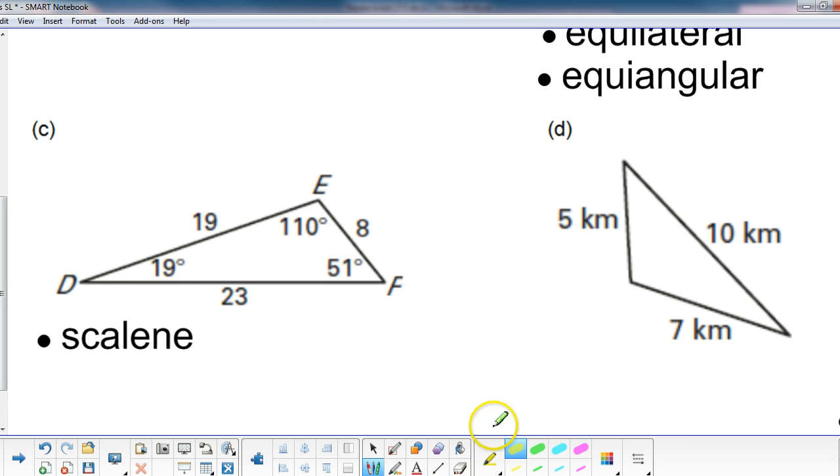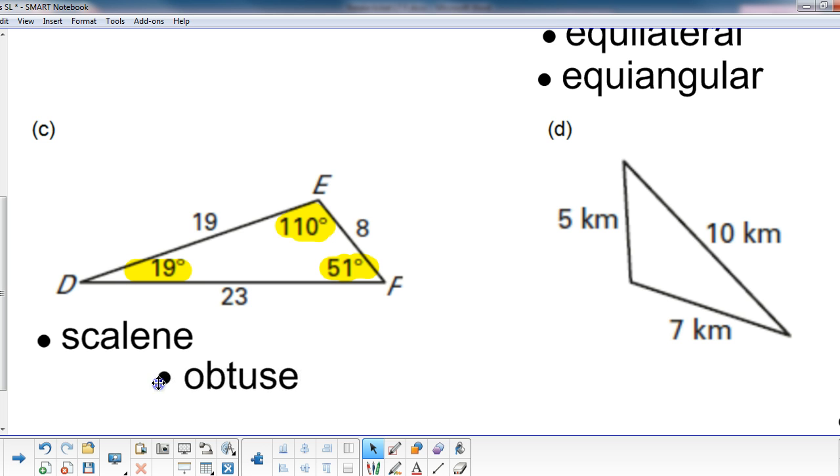Then you look at your angles. Take them one at a time and try to identify what you can from there. We notice that we've got 110, we've got a 51, and we've got a 19. Even though 19 and 51 are acute, the one that is the most important to identify is this large one here. 110 is obtuse. All it takes is one obtuse angle, and the triangle is obtuse.